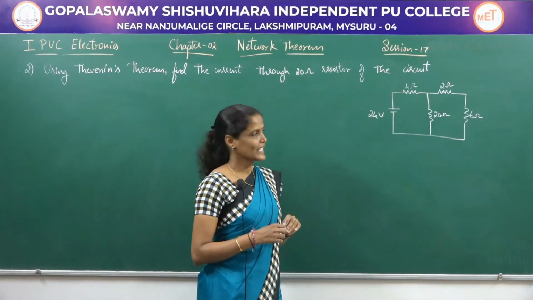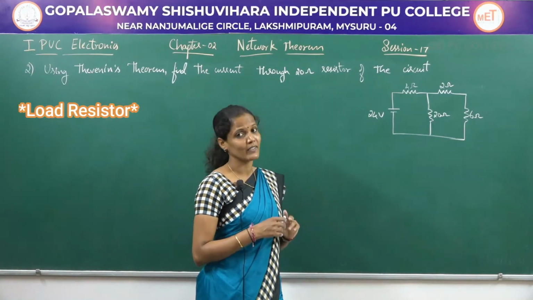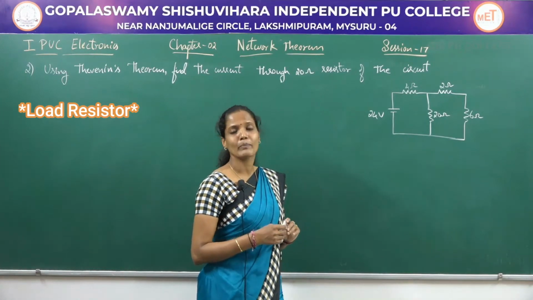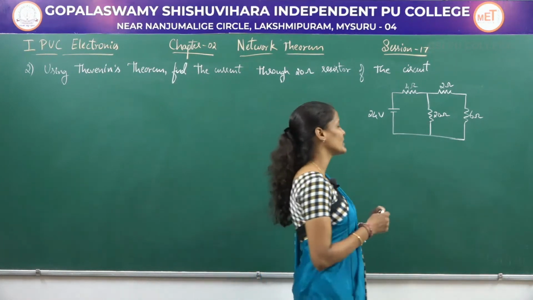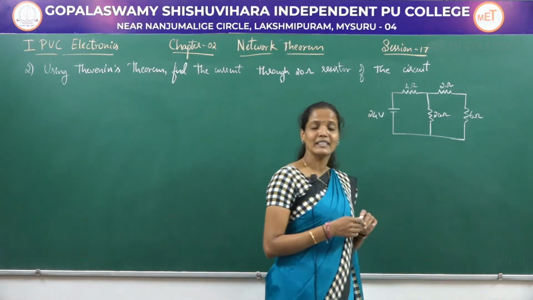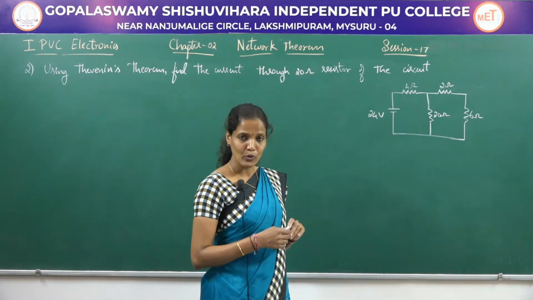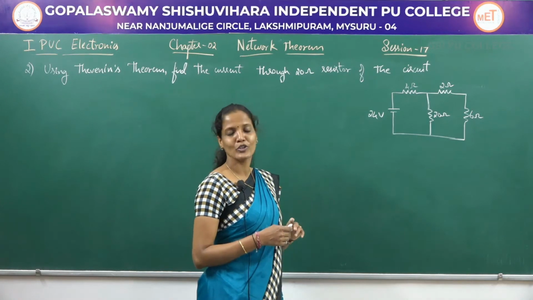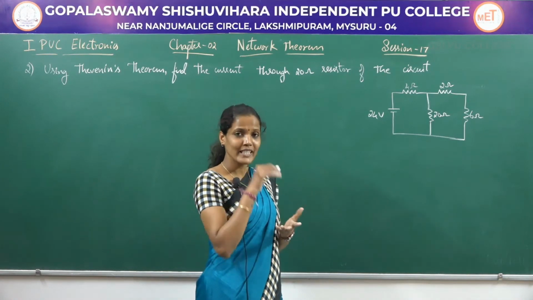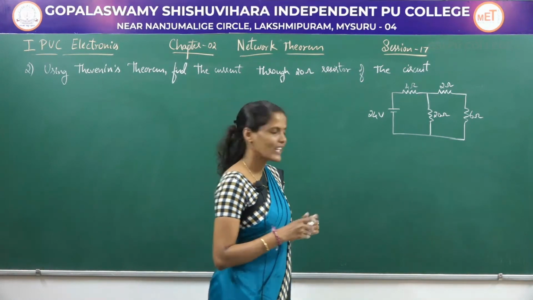So in this particular case, we have to consider this 20 ohm itself as the load resistor. The very first step in solving Thevenin's theorem problems is to identify the load resistor and remove that load resistor. After removing that load resistor, we are going to name the voltage across those terminals as VThevenin.